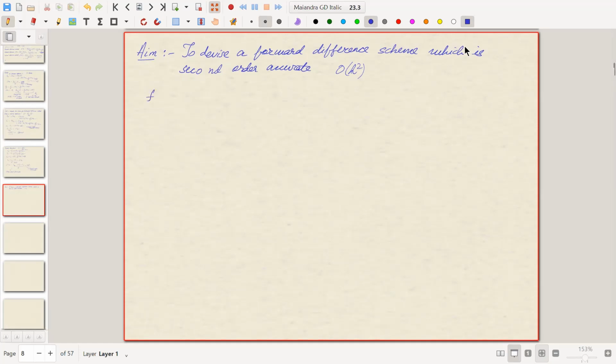For that, as usual, we need f(i+1). What will that be? You know already. f(i+1) = f_i + h f prime of i + h square by 2 f double prime of i, plus so on, order of h cube.